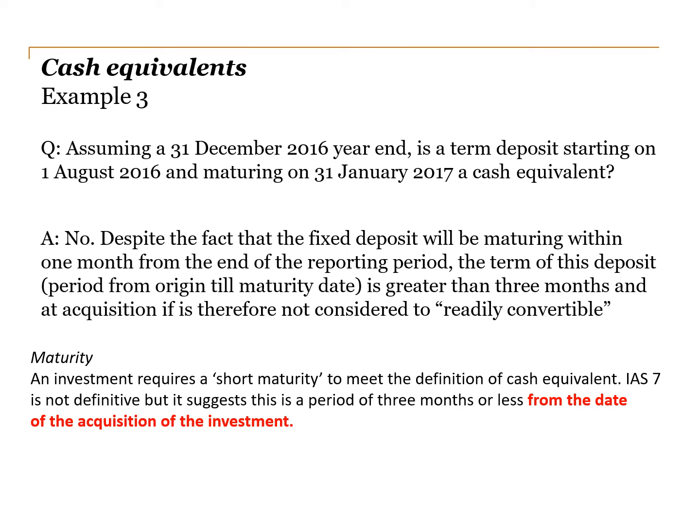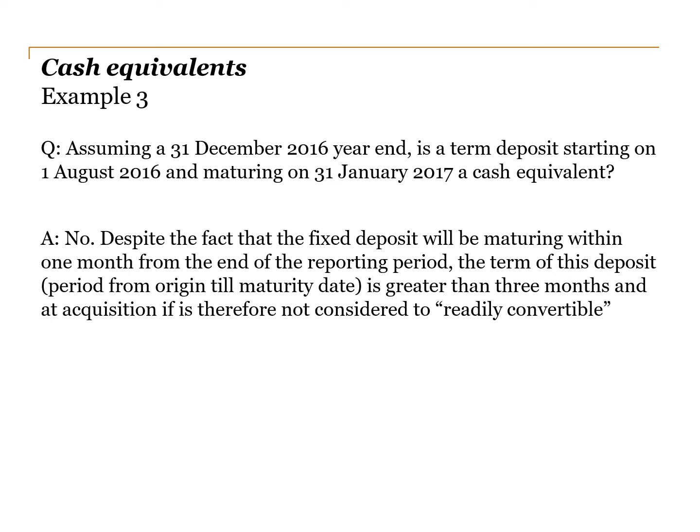So the original maturity was 6 or 7 months from 1 August 2016 till 31 January 2017, which is actually bigger than 3 months. Therefore, this term deposit cannot be classified as part of cash and cash equivalent, and therefore it should be part of your current assets and outside the classification of cash and cash equivalent.